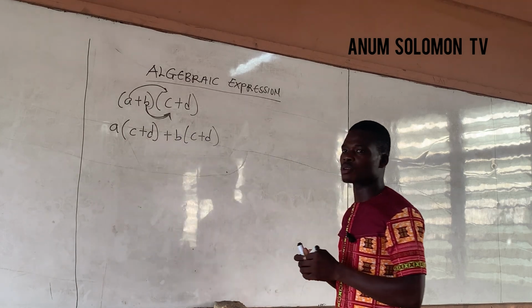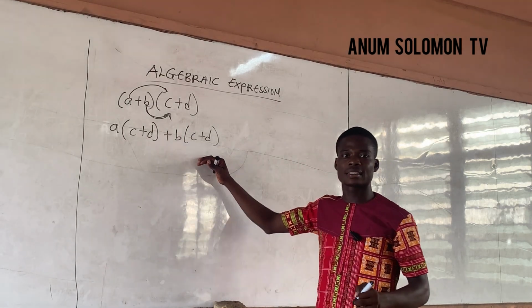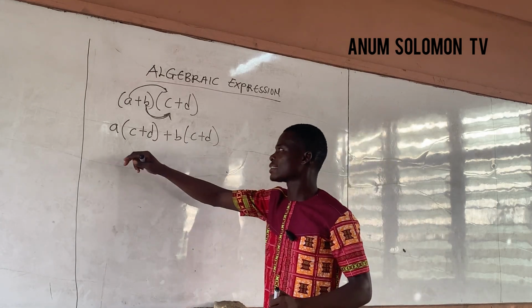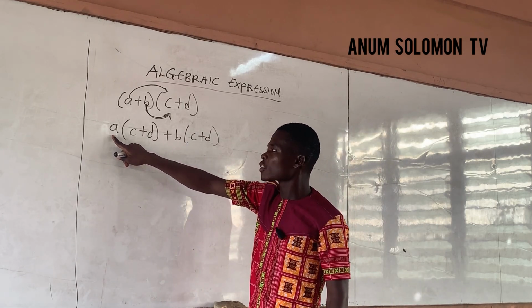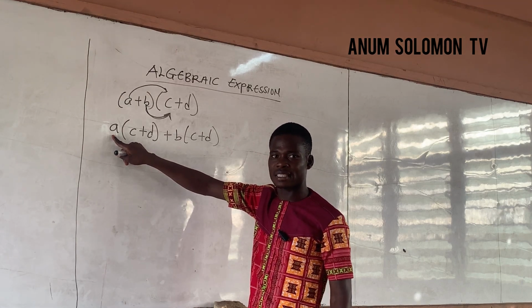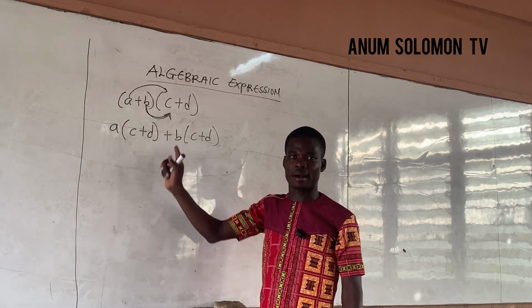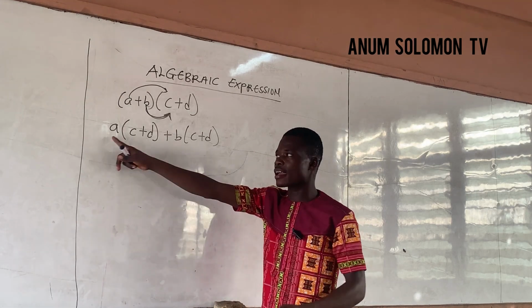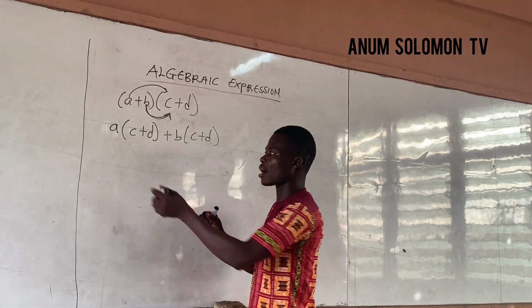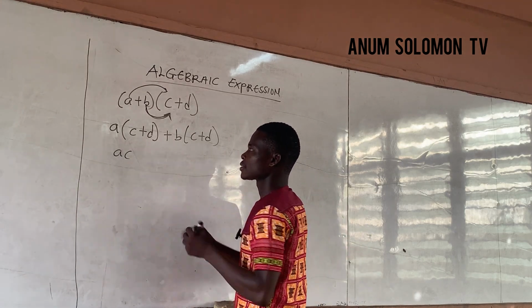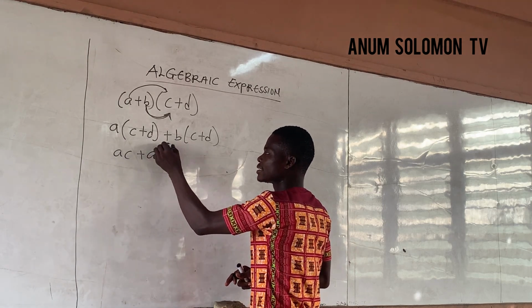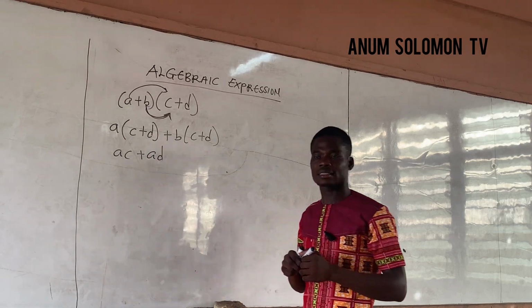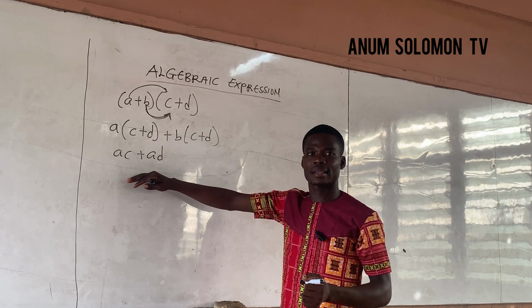After you have done with this one, take your time and use the term outside the bracket, that's A, to multiply each of the terms inside the bracket. So we have A times C, and we have plus A times D, which is AD. So you see that we are done with this one.